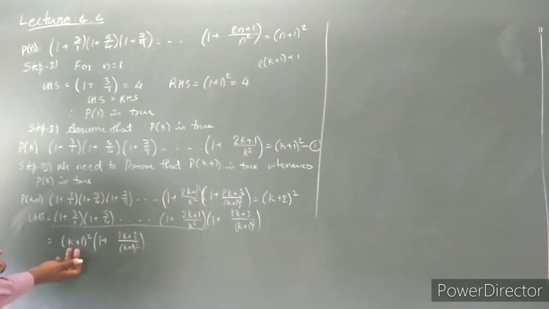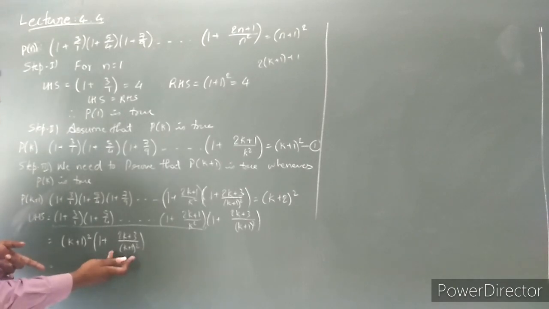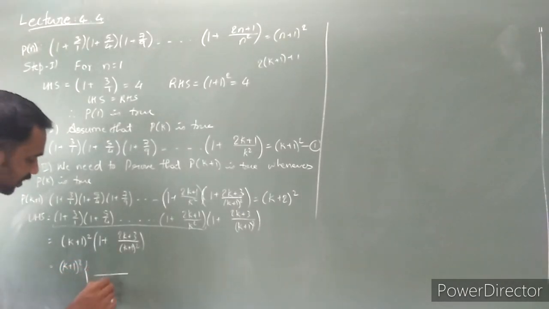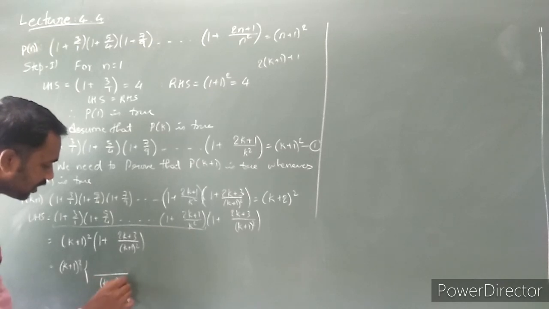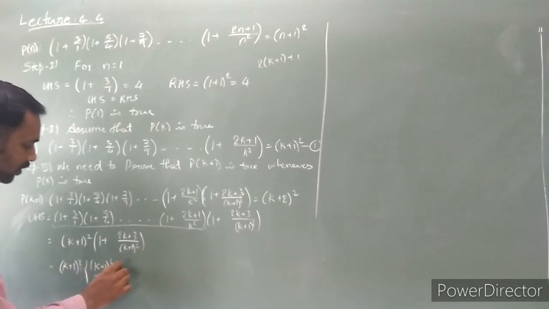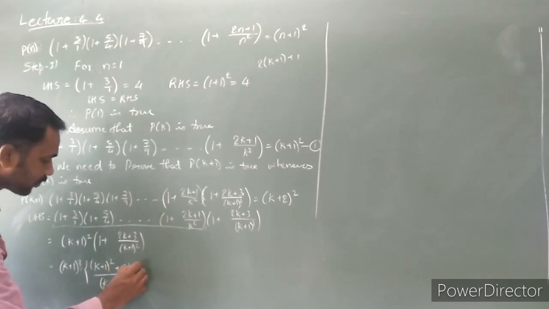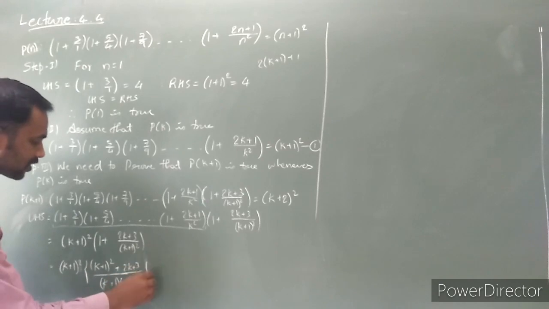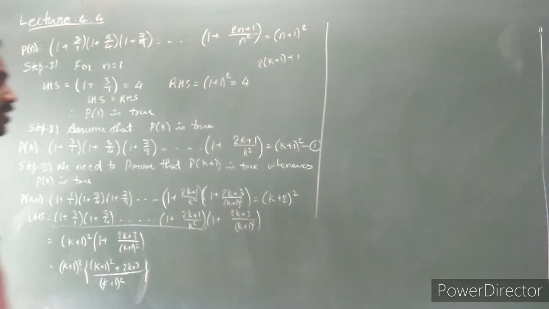This outside, (k+1) whole square is that. In this bracket, take the LCM as (k+1) whole square. Here (k+1) whole square is that. I just use the flower bracket. Here (k+1) whole square is the LCM. Here (k+1) whole square plus (2k+3). Here I just use the bracket. Okay, now I just simplify here.